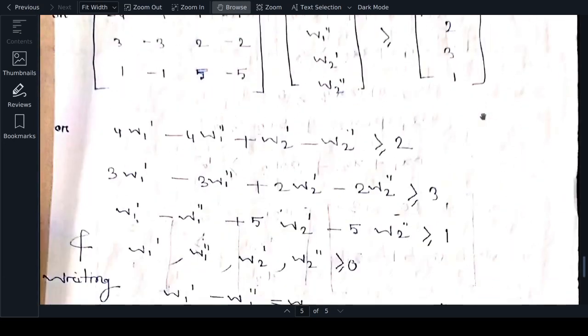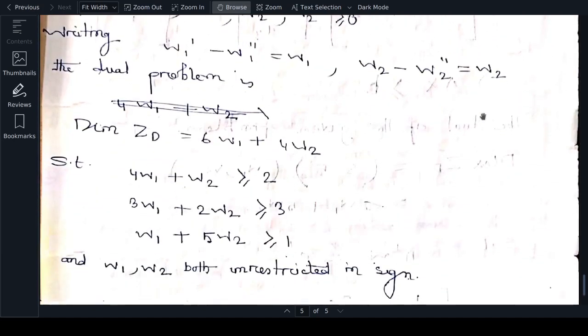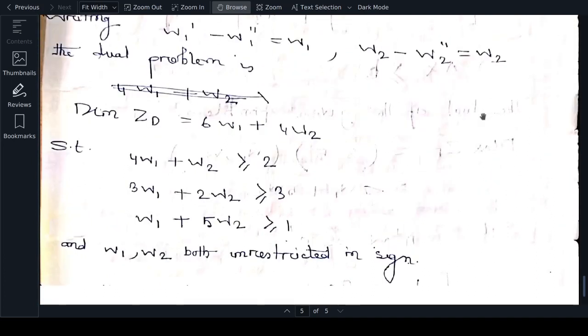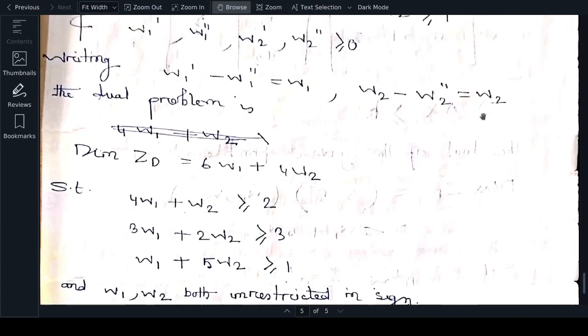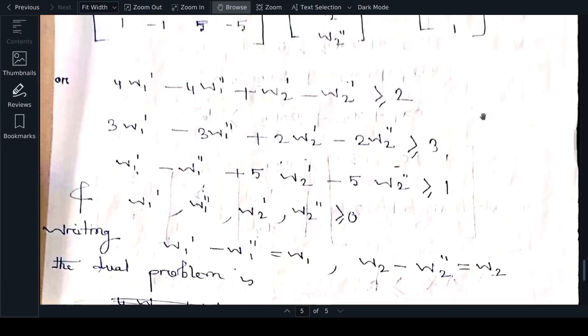Then we write the coefficients of the objective function of the primal. The coefficients of the objective function of the primal are 2 3 1, so we write 2 3 1. Then just use simple multiplication, and we get this constant. Then w1' minus w1'' can be written as w1, and w2' minus w2'' equals w2.